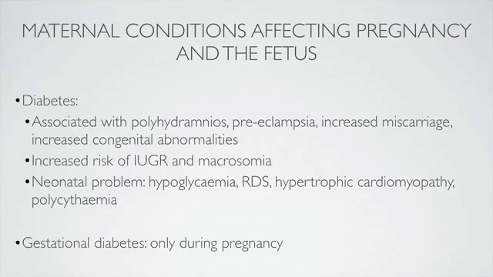This is not the same as gestational diabetes. Gestational diabetes is diabetes that only occurs during pregnancy and usually resolves after pregnancy. Gestational diabetes is not associated with increased congenital abnormalities, but insulin-dependent diabetes is associated with increased congenital abnormalities. It is also associated with increased risk of IUGR and macrosomia.